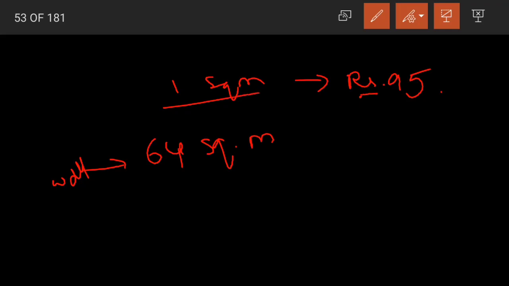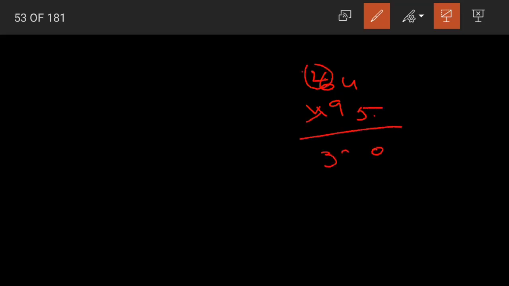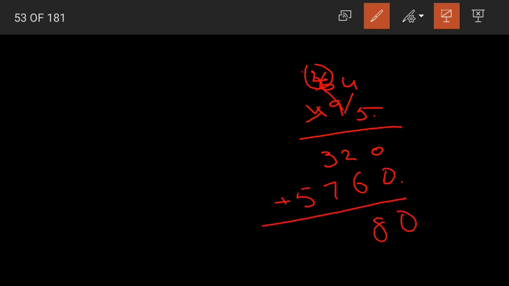For 1 square meter it is 95. Then for 64 square meters, what will it be, children? 64 into 95. We have to multiply 64 into 95. 5 fours are 20, 2 carried. 5 sixes are 30 plus 2, 32, 0 here. 9 fours are 36, 3 carried. 9 sixes are 54 plus 3, 57. Adding 0, 8, 0, 1 carried, 6.